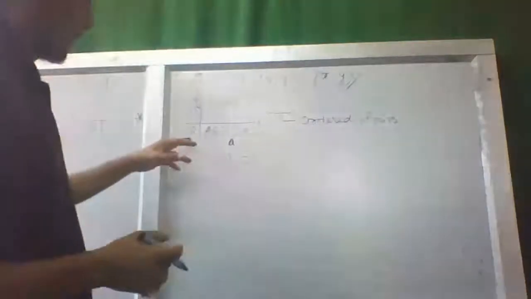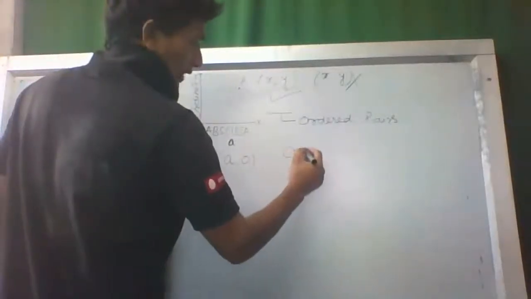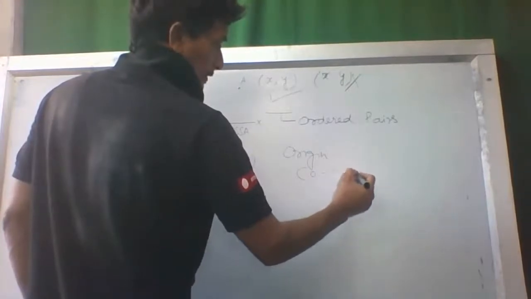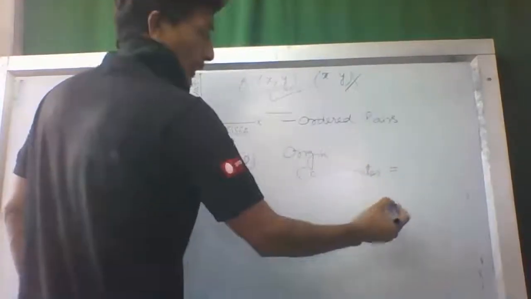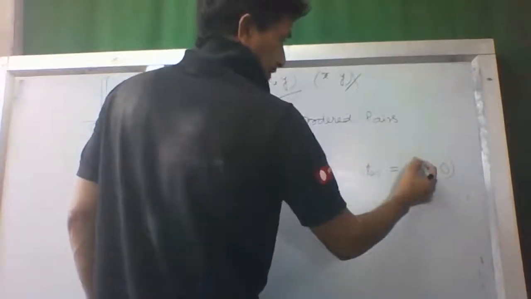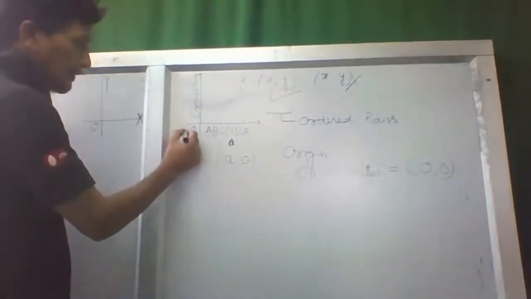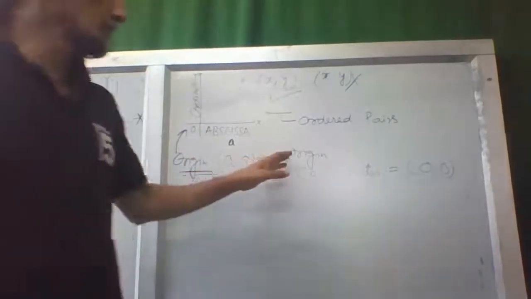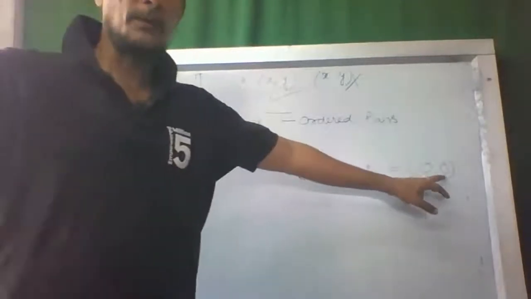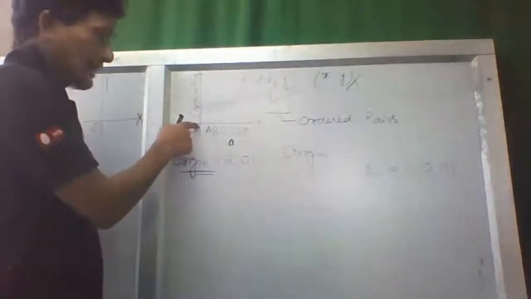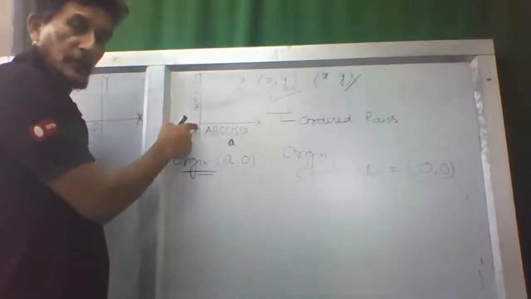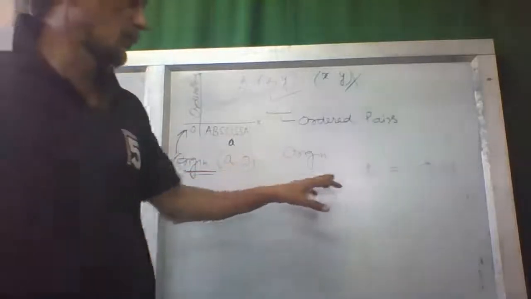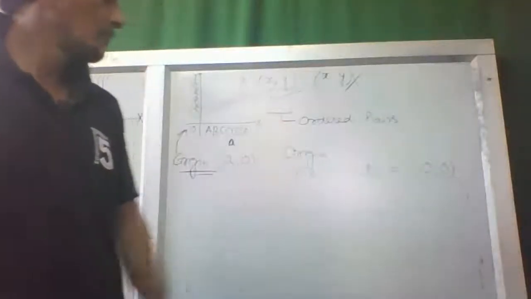What are the coordinates of the origin? The origin's coordinates are always 0, 0, because this is the origin. So the origin's coordinates are 0, 0 because x is residing at the 0 point and y is also at the 0 point. So we will write always, and understand always, the origin's coordinates are 0, 0.